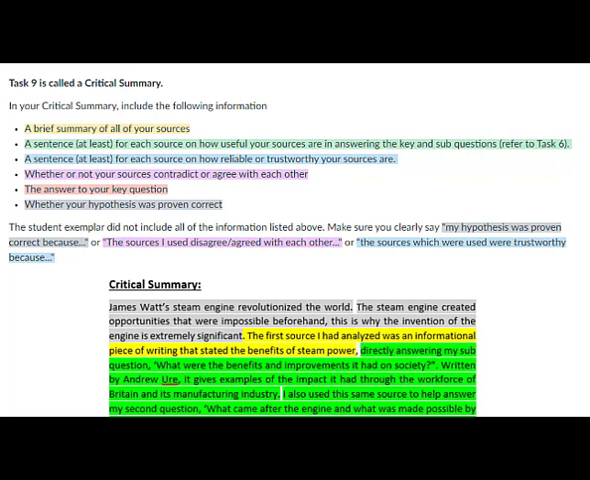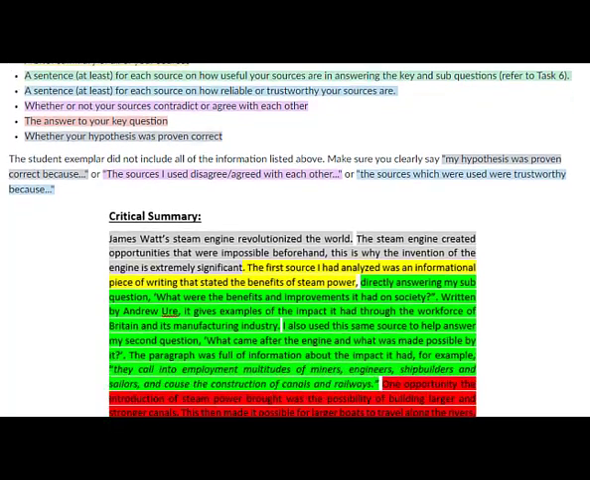The second bit is at least one sentence per source that talks about how useful the sources were in answering your key and sub-questions. We talked about this a little bit in task 6, so you're actually just going back to that, taking those sentences that you wrote and putting it into task 9. Really, the critical summary, as well as you found out the rationale, is just restating things that you've already done and just putting it into one paragraph altogether.